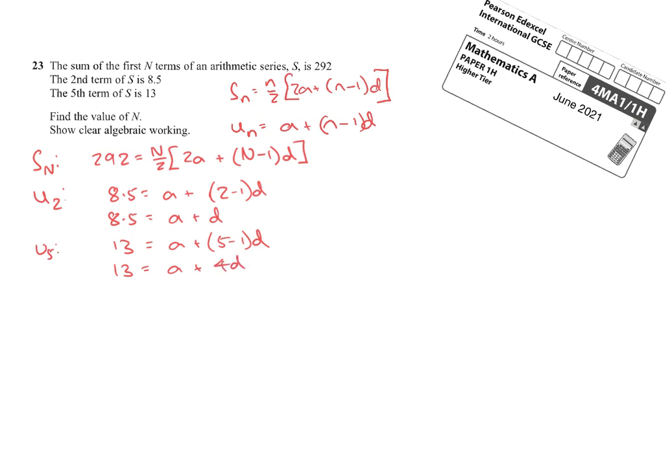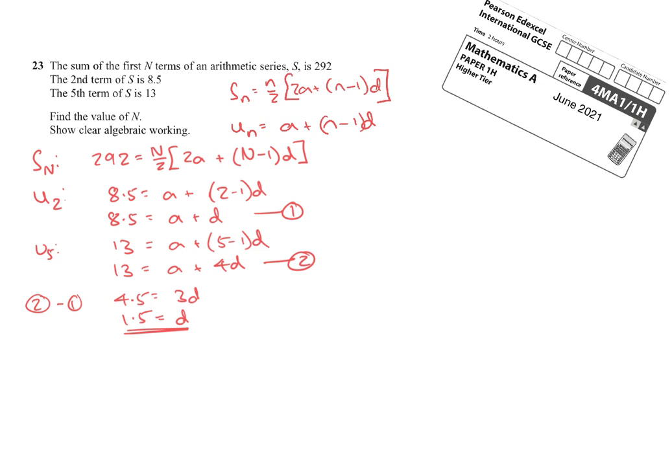Now in a typical question like this, we have two simultaneous equations. This one is equation number 1, this one is equation number 2. So if we solve the two simultaneous equations, we will have a value for a and for d. We'll have our first term and our common difference. These ones simplify quite nicely. I can do equation 2 subtract equation 1. 13 take away 8.5 is going to be 4.5. a minus a cancels. 4d take away d is 3d. And this is working out quite nice. Therefore, d is equal to 4.5 divided by 3, which is 1.5. So that's my common difference.